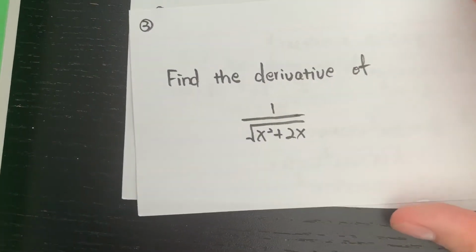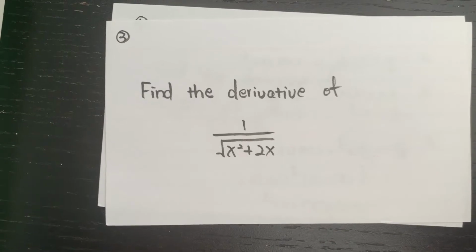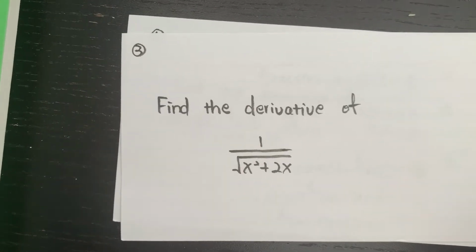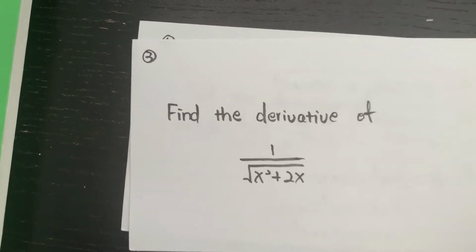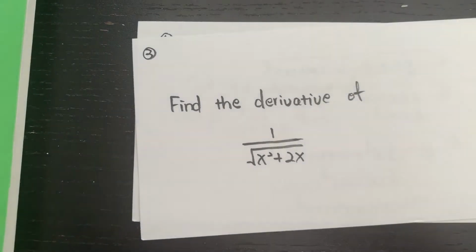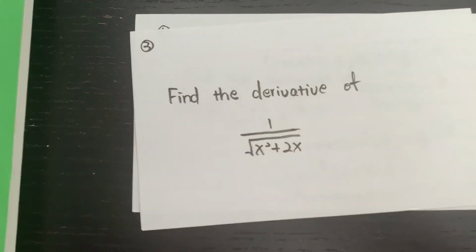And now we have a little bit more difficult one. Find the derivative of 1 over the square root of (x squared plus 2x). Again, you have to differentiate and use the chain rule. Pause the video and try it out.